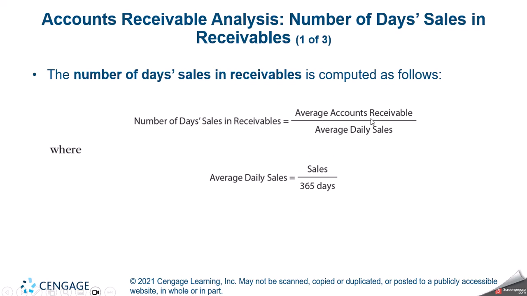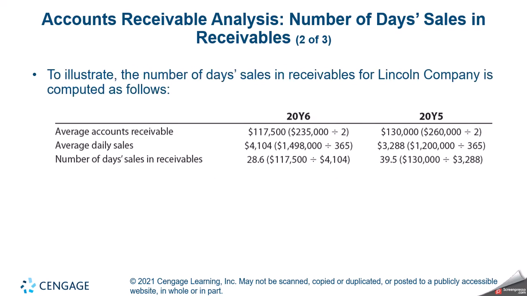So then you take your average accounts receivable divided by your average daily sales, and then you'll get it in number of days. So like here they show each one of them. So this is your average accounts receivable, which again would be your beginning and your ending divided by 2. Then your average daily sales is your sales divided by 365. Then you take your average divided by that average daily sales to get your number of days.